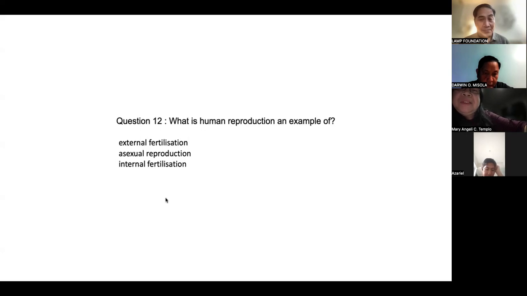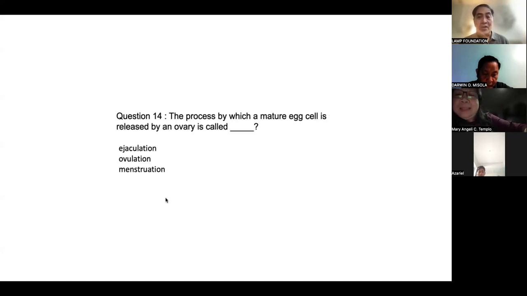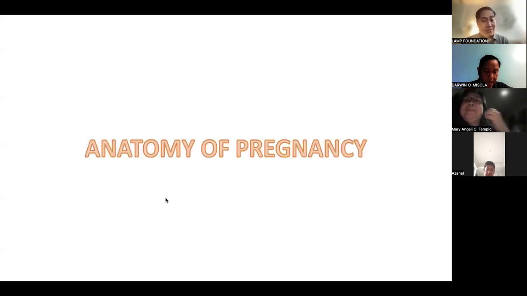It's an internal fertilization. How many chromosomes does a zygote contain? 46. The process by which a mature egg cell is released by an ovary is called? Ovulation. Which process is used to produce sex cells? Meiosis.